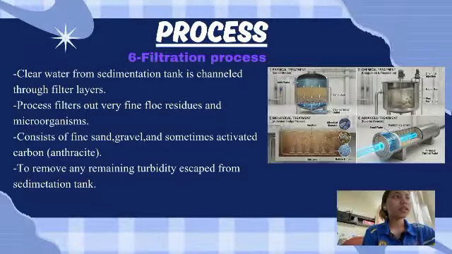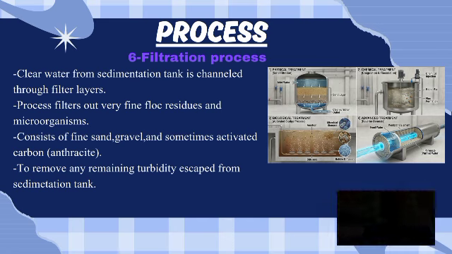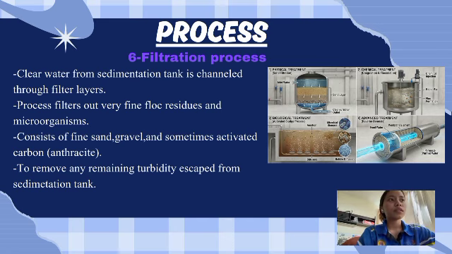Process number 6 is the filtration process. Clean water from the sedimentation tank is channeled through filter layers. The process filters out very fine flocs, residues, and microorganisms. The filter layers consist of fine sand, gravel, and sometimes activated carbon to remove any remaining turbidity that escaped from sedimentation.